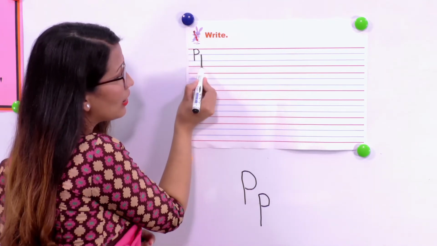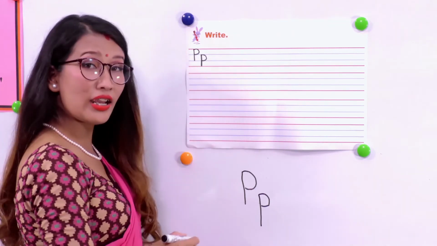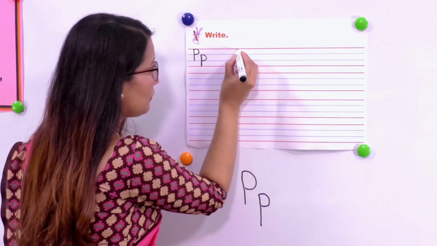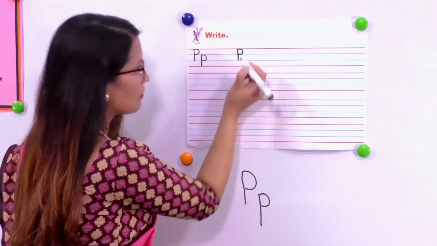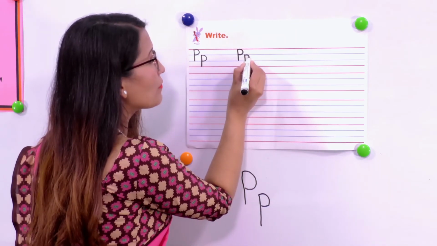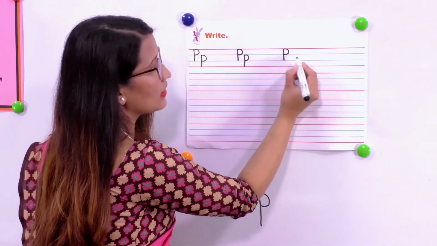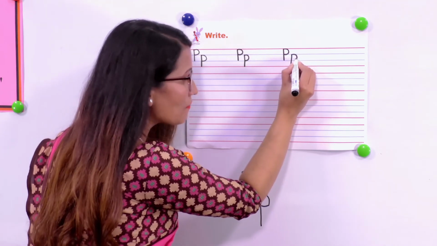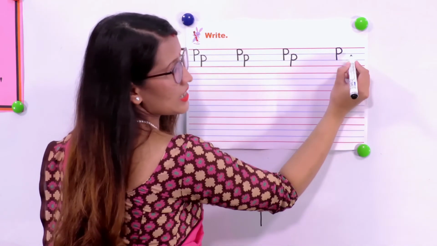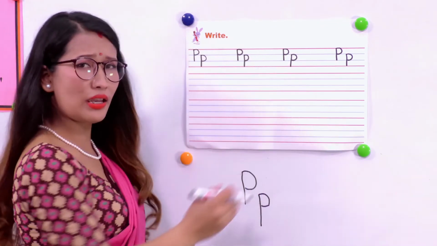Standing line from here to here. And half circle. Touch only the blue line. Okay? Can you do it? Write along with me in the copy. Okay? Did you write correctly? Standing line. Half circle. Standing line, half circle. Standing line, half circle. How to write M? This is P. P. P.